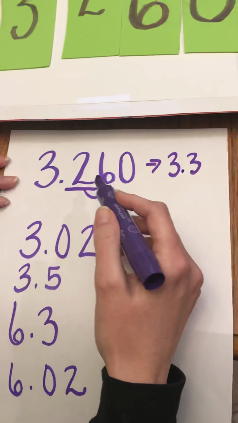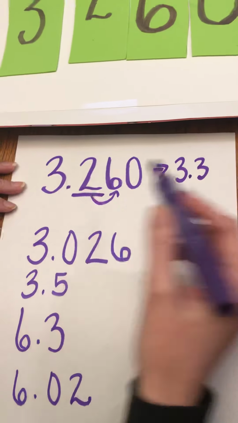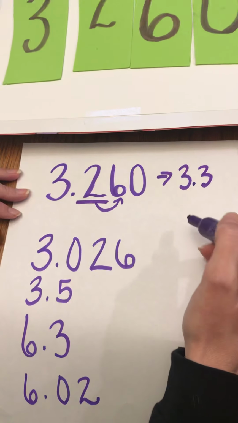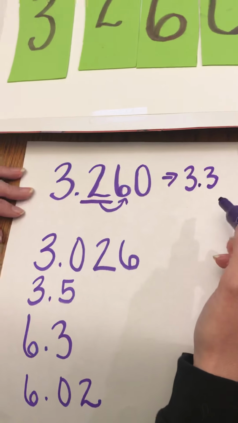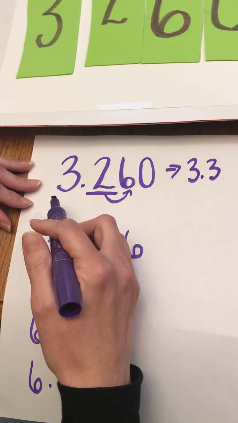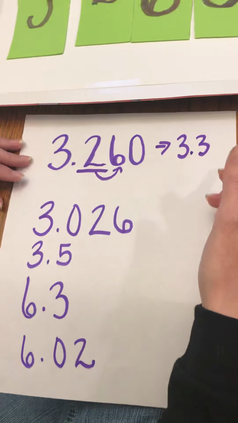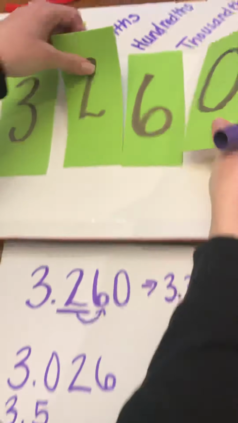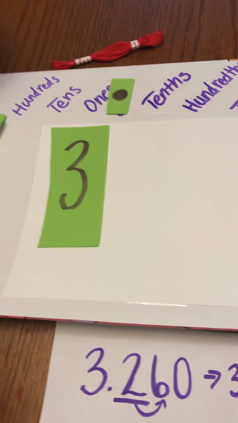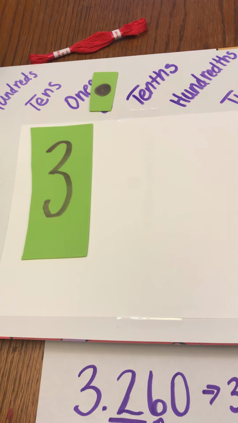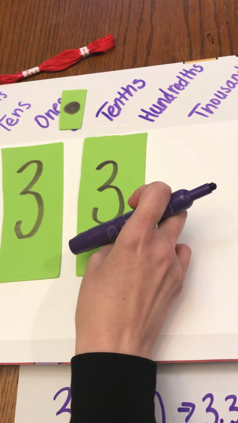And if you'll notice, because I'm rounding to the tenths place, that's the last digit I need to have. I don't have to have anything after the tenths place. Everything in front of the tenths place I keep, but the last digit when I'm rounding to the tenths place will be in the tenths place. So if I change my number up here, rounded to the tenths place, I've got 3 and 3/10.